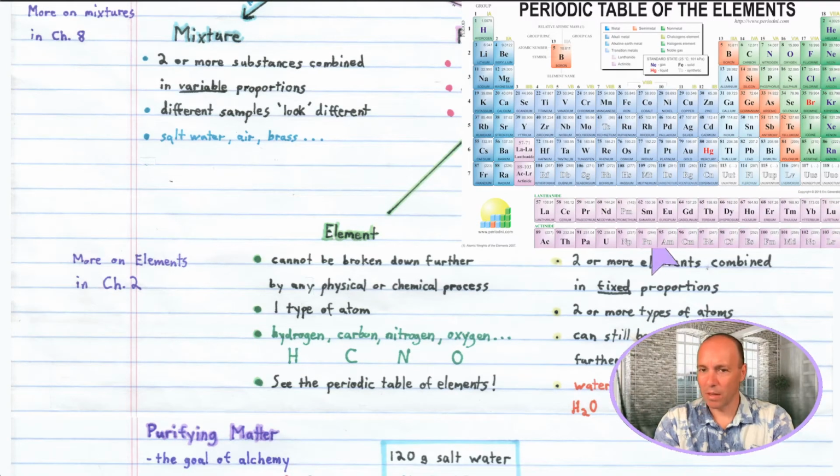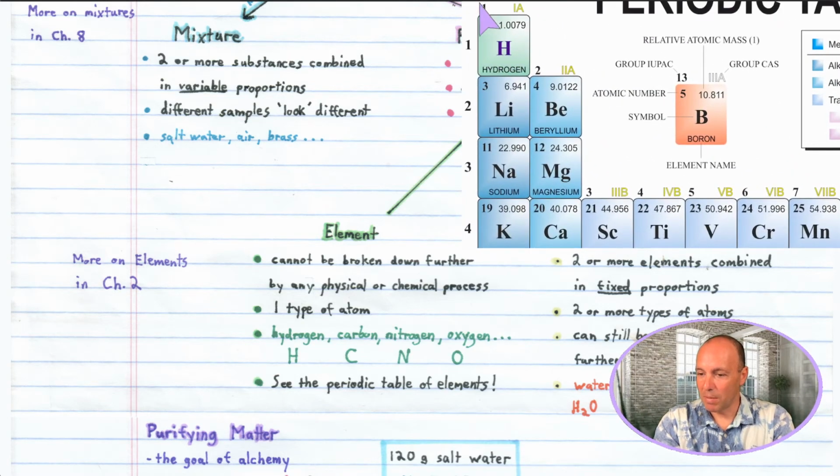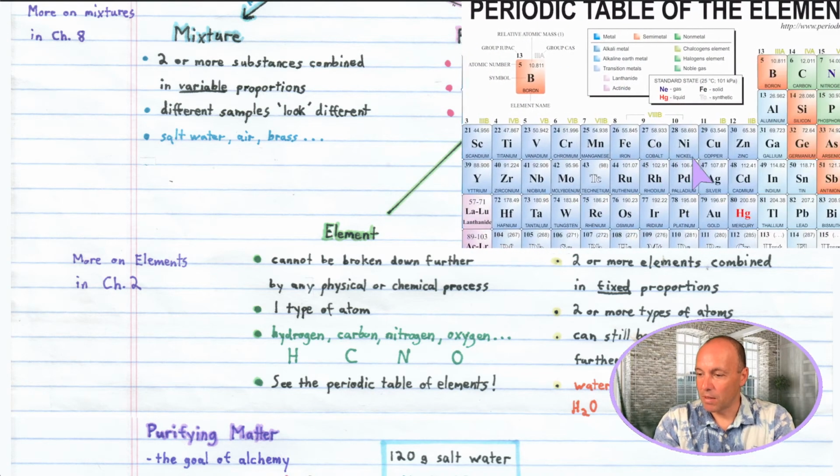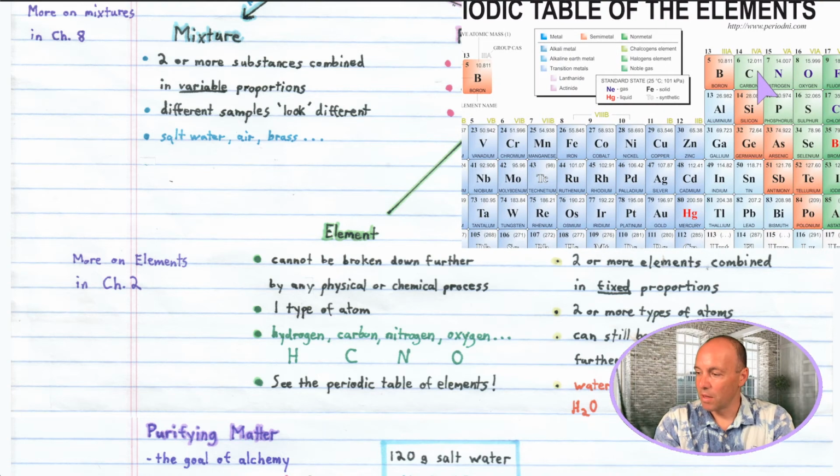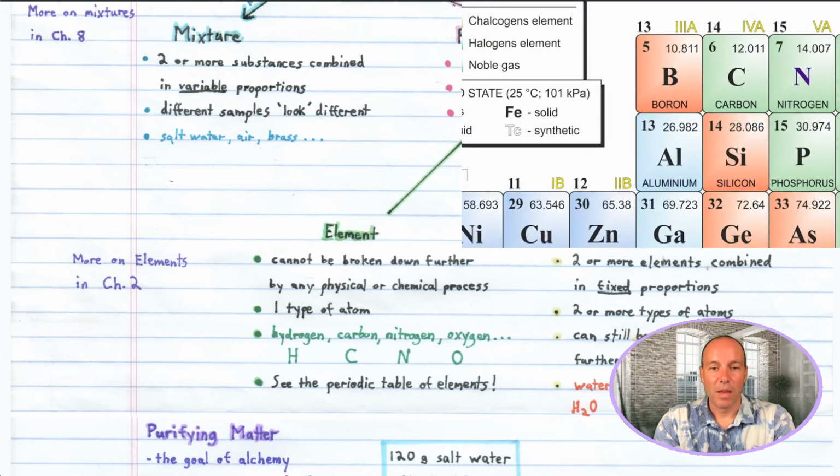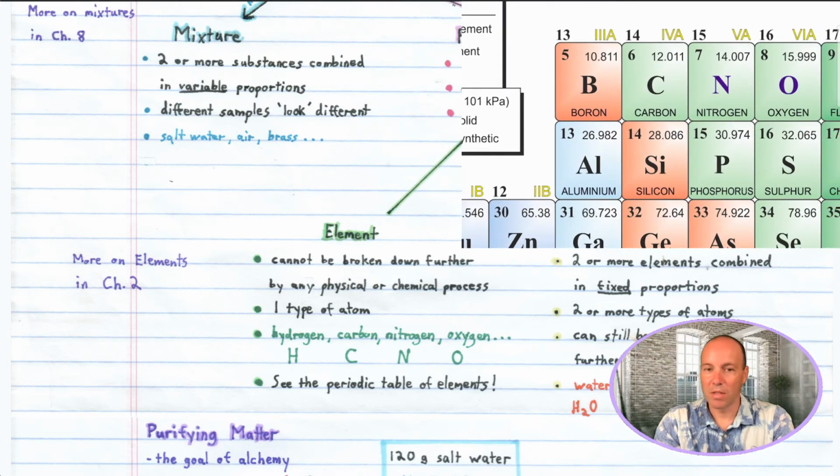So we see a list of 118 elements here. We'll just list a few examples. Hydrogen is the first one on the list. So you go way up here, there's hydrogen. It's element number 1. Carbon is a little bit further down. It's element number 6 right there. And then nitrogen is right next to carbon. It's element number 7. And then oxygen is element number 8.